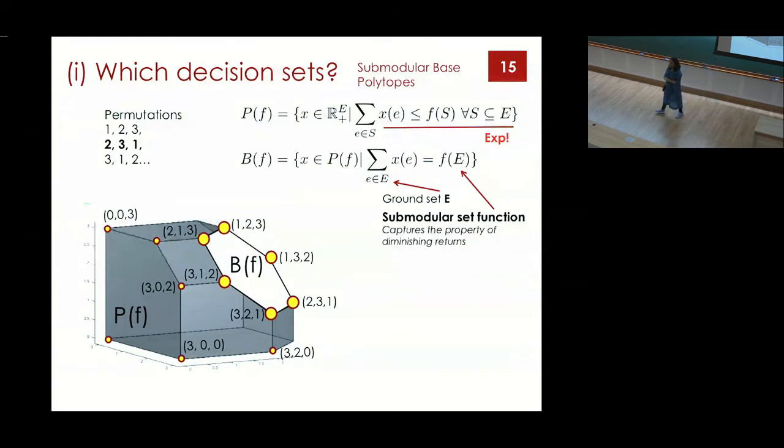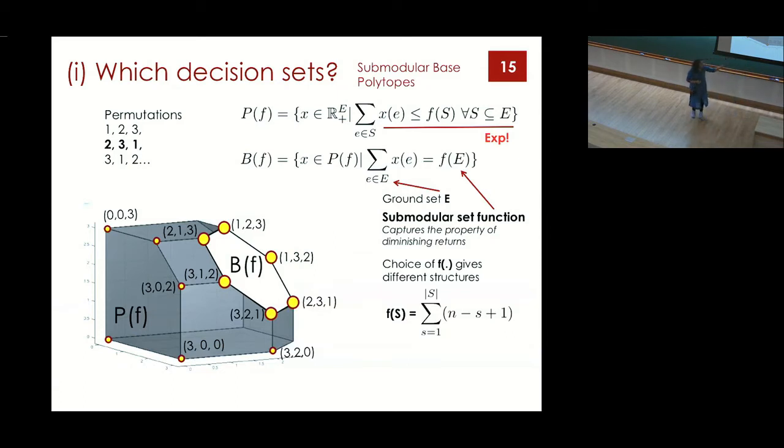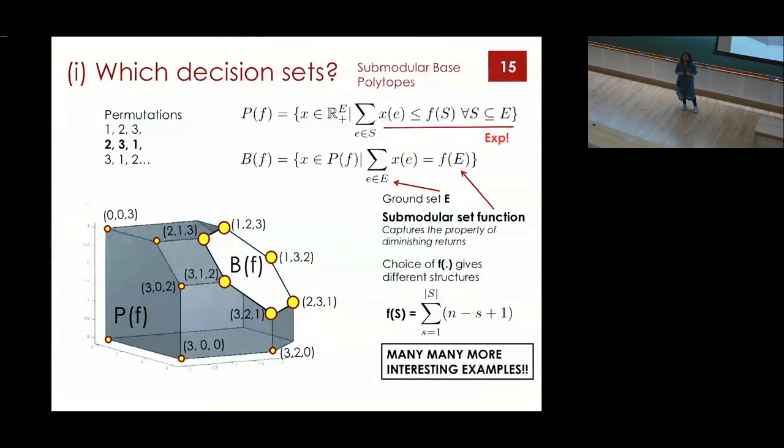These submodular functions have been used to model combinatorial structure. They capture the property of diminishing returns. So they're very nice set functions to work with. And just plugging in different submodular functions gives you different structures. So if I just plug in that very simple concave function there as f of S, that gives me the permutahedron. If I were plugging in f of S equal to the number of components in a set of edges, then it would give me spanning trees as the base polytope, and so on. So the choice of the submodular function gives you many interesting combinatorial objects. But for the purpose of this talk, we can just concentrate on the base polytope, which is the convex hull of permutations.